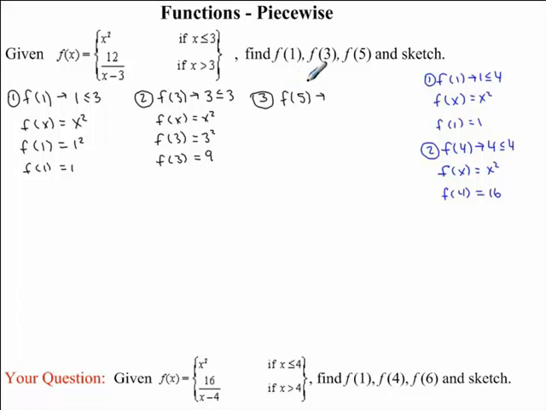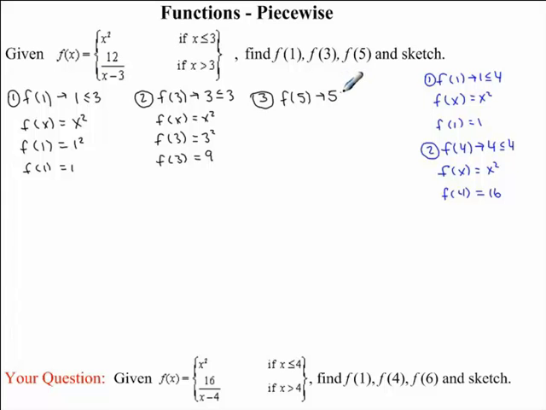So we're evaluating our function when our x is equal to 5. Our first restriction only deals with values of x that are less than or equal to 3. Since 5 is greater than 3, we cannot use this equation here. If we look at this restriction, if we have x is greater than 3, then we're going to use this function. Since 5 is indeed greater than 3, we want to use this function, 12 all over x minus 3.